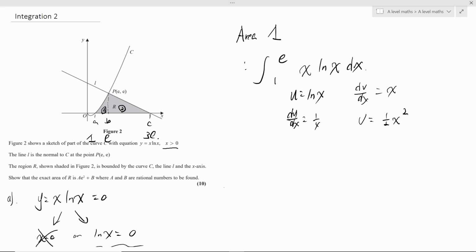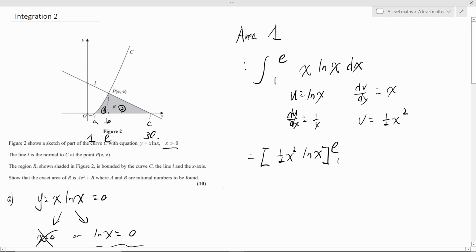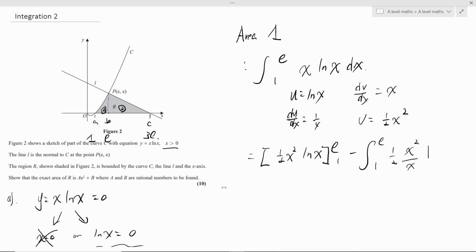Brilliant. So by our formula, we know that the integral will be 1/2 x squared natural log of x between e and 1, minus the integral between e and 1 of 1/2 x squared over x. So uv is the integral value here, and du/dx times v is the integral we need to calculate next. Let's just calculate the bracket here first.